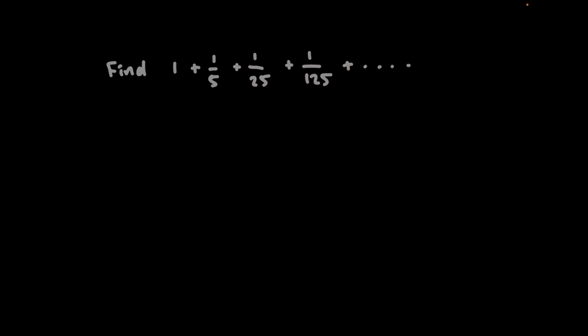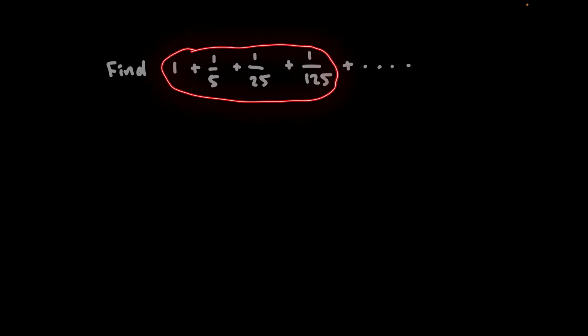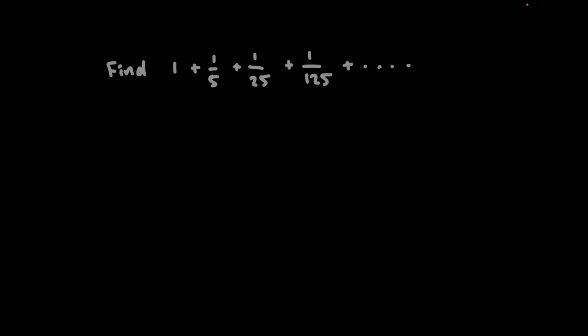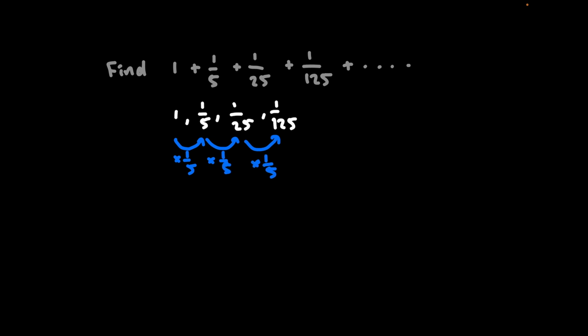So the first thing we need to recognize is this is really just the series for a geometric sequence. What I mean by that is if I list out all the terms, they are 1, then 1/5, then 1/25, then 1/125. And what you notice is between each term, the common ratio is simply 1/5. So to go to the next term, you simply multiply by a fifth.